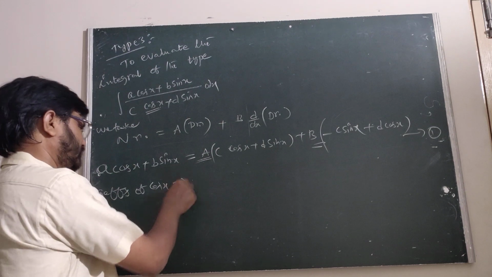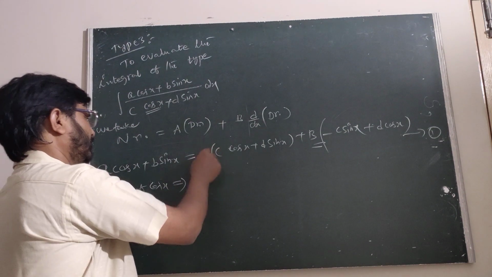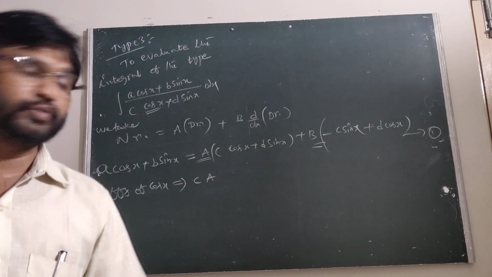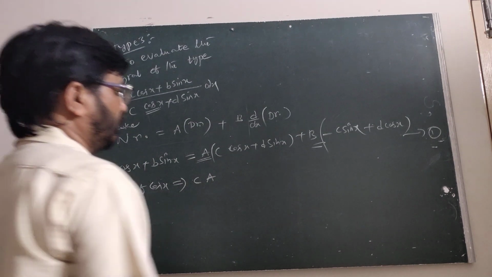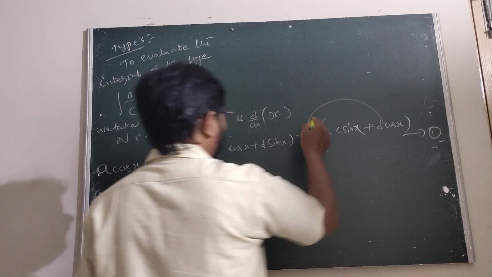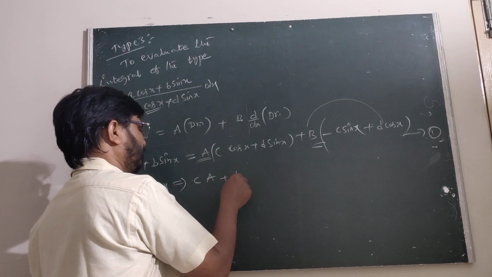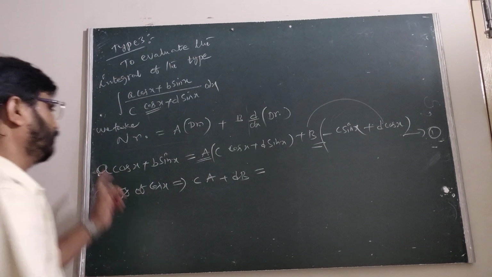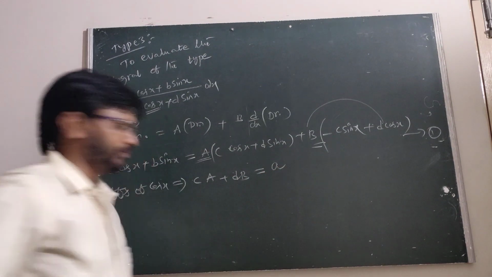Therefore, that implies the coefficient here is CA, that is C into A. Here the coefficient of cos x is D into B, that is DB, equals the cos x coefficient, which is A.